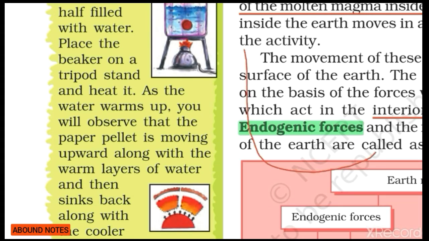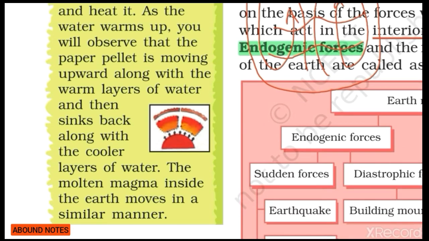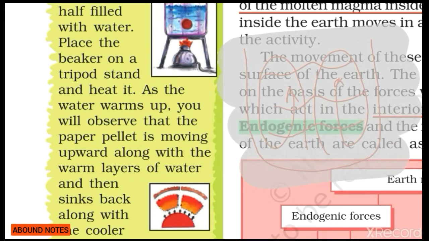So this is the beaker. We will take it, and after heating the water inside the beaker, we can see the paper palette movement in this circular way. Okay, so this is the movement of a paper palette in the water. They sink back along with the cooler layer of water. The molten magma inside the earth moves in a similar manner. So we did this activity to get to know how this particular molten magma is moving inside the earth.